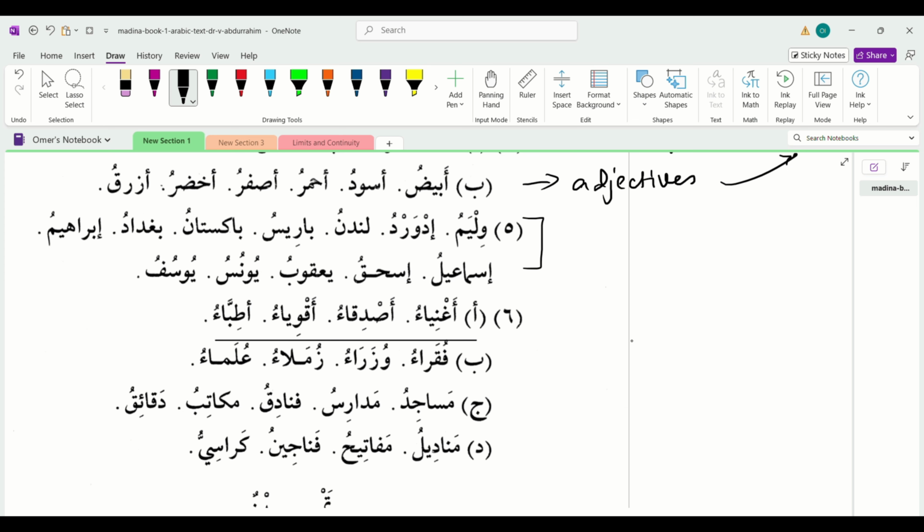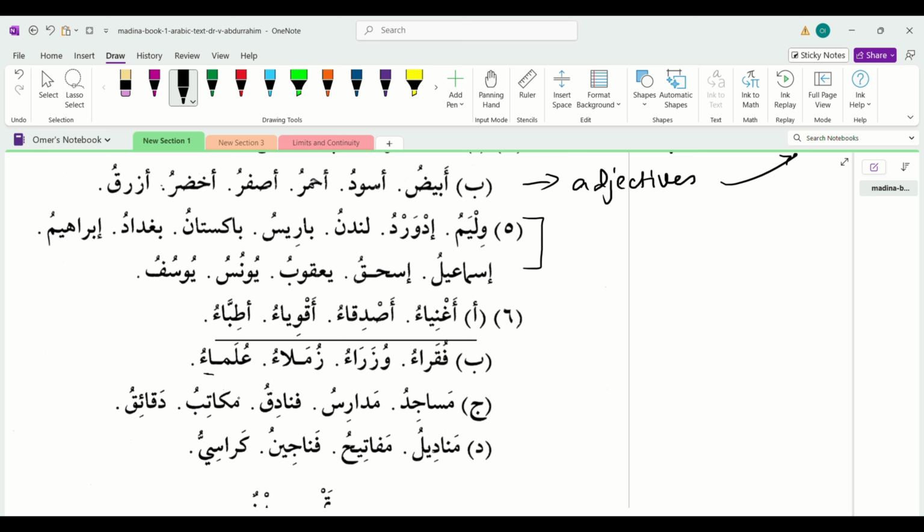So أغنية, which means many rich people. أصدقاء, friends. أقوياء, strong people. أطباء is basically the plural of طبيب, which means doctor. And this is another pattern of plurals which is mamnu' min as-sarf. Fuqara, which means poor people. Wuzara, plural of wazir, like governors. Zumala are classmates. Ulama are scientists or knowledgeable people.